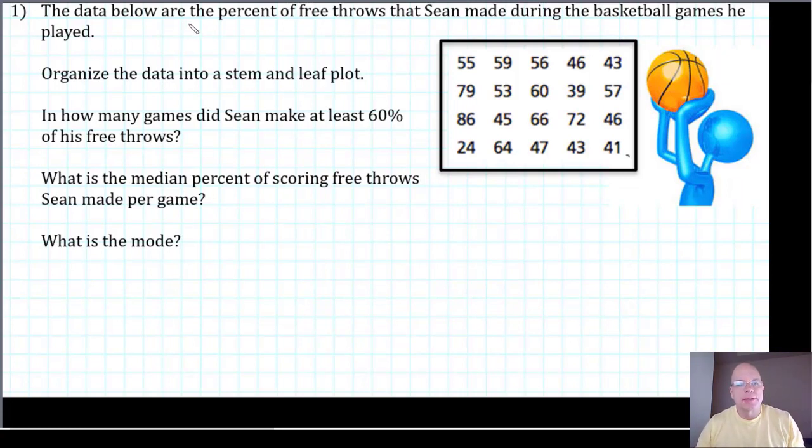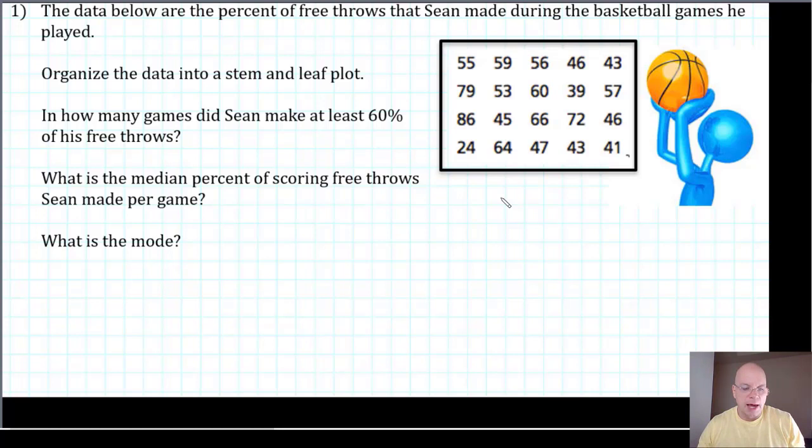Today we learned about stem and leaf plots. We're going to construct a stem and leaf plot on this problem and then use it to answer some questions. This data represents the percent of free throws made during basketball games. And these free throw percentages are unorganized. It's hard to tell where the minimum is, the maximum. It would be hard to find the mode without organizing the data in some way.